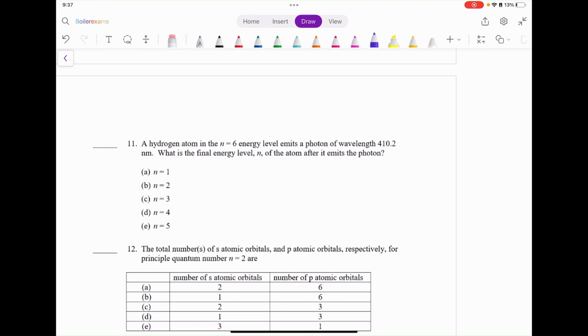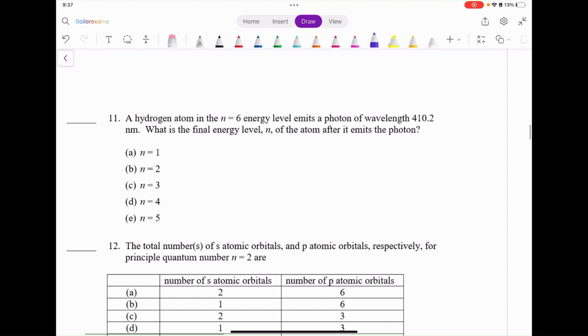11. A hydrogen atom in the n equals 6 energy level emits a photon of wavelength that many nanometers. What is its final energy level, n, of the atom after it emits the photon? So they're essentially mapping the energy change associated with the jump between energy levels. We calculate this with the Rydberg equation, which is 1 over the wavelength equals the Rydberg constant times 1 over the higher energy level squared minus 1 over the lower energy level squared.